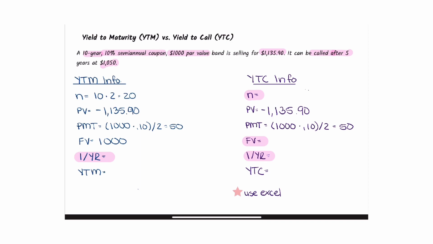So here we have a 10-year, 10% semi-annual coupon bond. The par value is $1,000, and par value means what you get at the end of maturity. It's selling for $1,135.90. So that's how much you are paying today for the bond. That is the present value. So that's the money going out. And it's a 10-year bond. However, it can be called after 5 years.